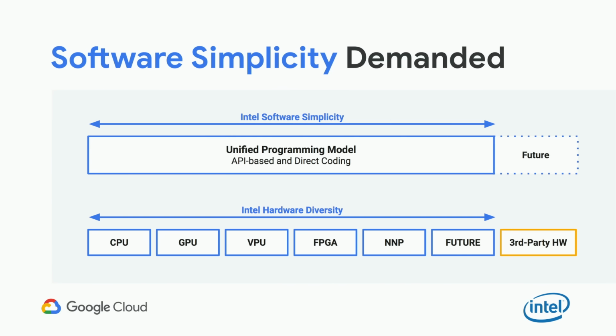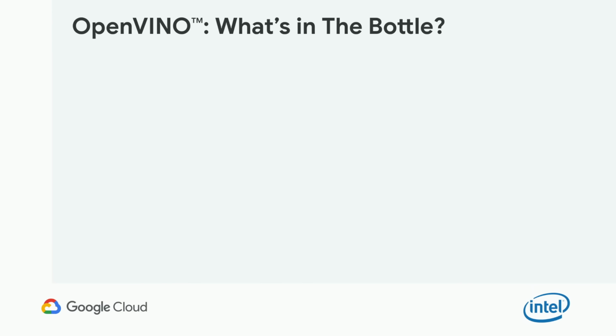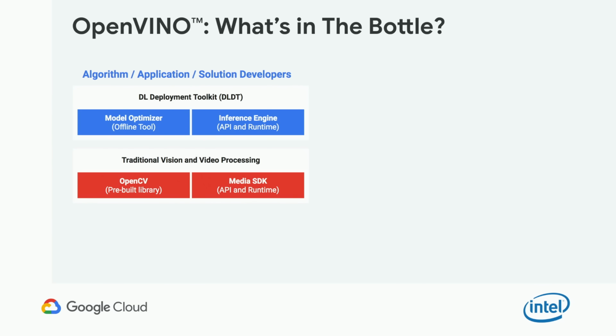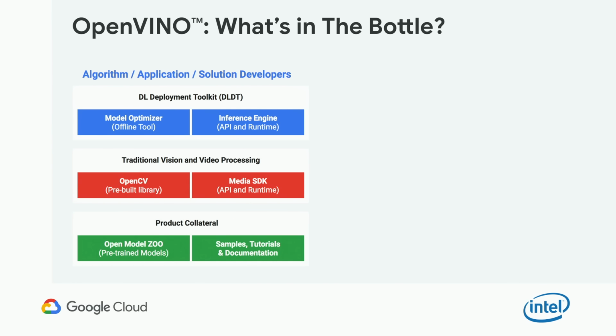Given the hardware diversity, Intel developed a unified API and software toolkit that can be used for inference across all the various hardware products. This software tool is known as OpenVINO, which stands for Open Visual Inference and Neural Net Optimization. OpenVINO has three main components: the Deep Learning Deployment Toolkit, or DLDT, OpenCV and Media SDK used for traditional vision and video processing, and a collection of pre-trained models and tutorials.